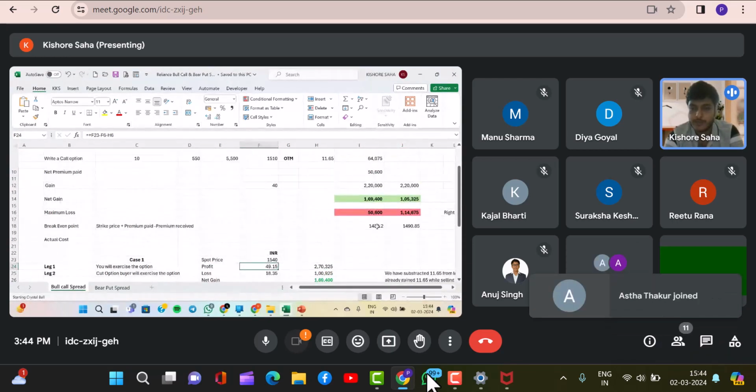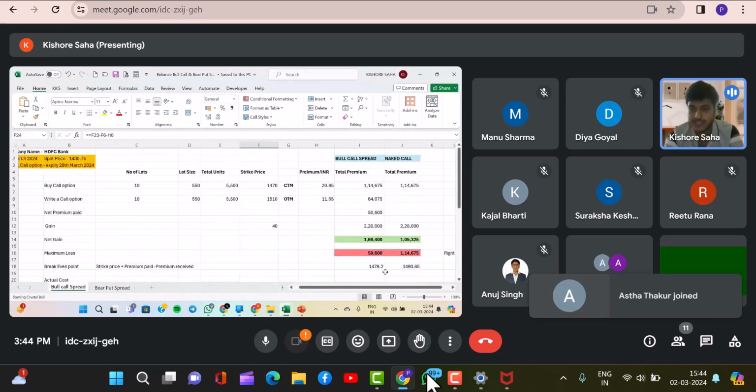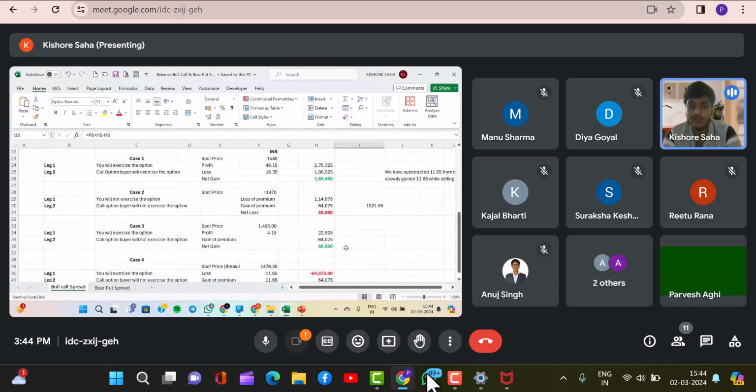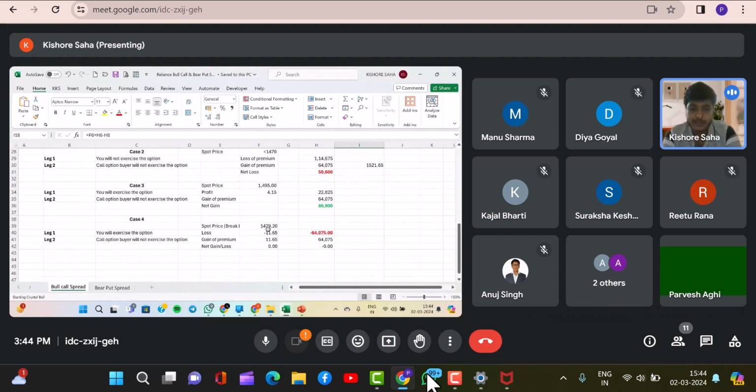Now case 4 is a classic case of spot price at break even. I have shown you the break even point under the bull call spread strategy, which is 1479.2. Let's see how this plays out. If I take the break even point at 1479.20, we can see there is no gain, no loss. At this point I will exercise the option and the call option buyer will not exercise the option. Here I have lost 64,000, but here I have gained 64,000 rupees. So all in all, my net gain and net loss is 0 at break even.